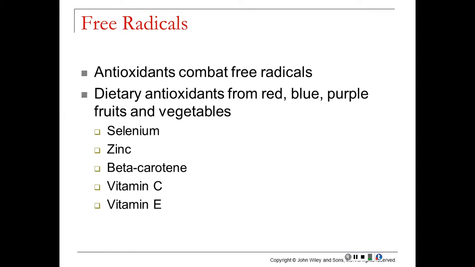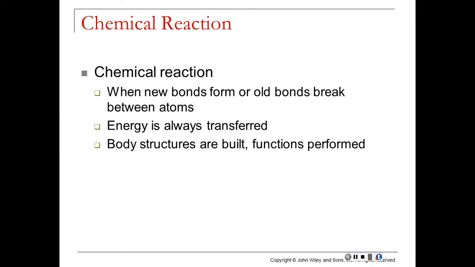Antioxidants, you've probably heard of them before, lots of zinc, vitamin C, vitamin E, those are all free radical fighters. You get them from fruits and vegetables, so eating your fruits and vegetables helps to combat some of those free radicals that accumulate from day-to-day processes.